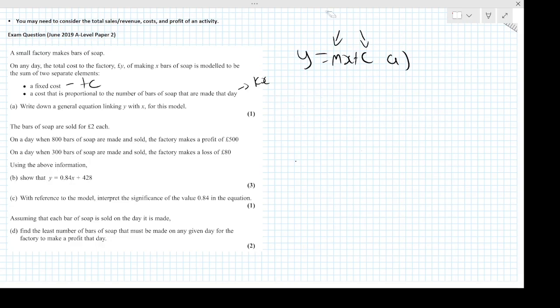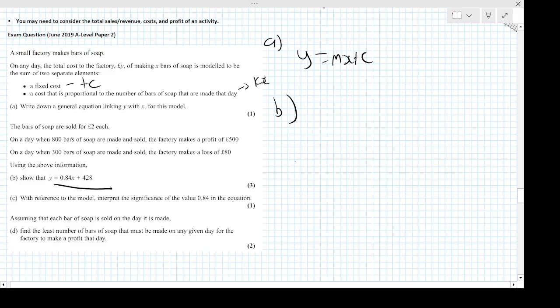But there we are. That's our equation to part A. Cool. Then part B says the bars of soap are sold for £2 each. On a day when 800 bars of soap are made and sold, the factory made a profit of £500. On a day when 300 bars of soap are made and sold, the factory made a loss of 80. Using the above information, show that y is this.